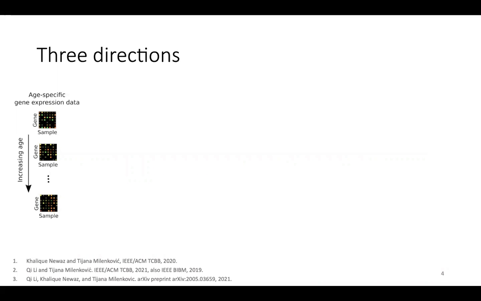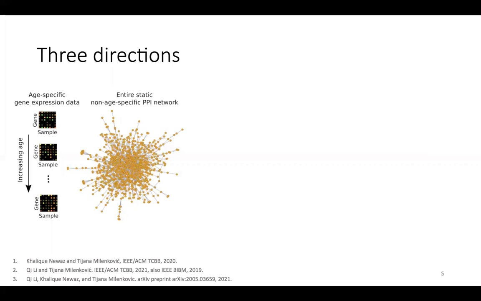Computational approaches to predict aging-related genes can be grouped into three groups. One group of approaches only use gene expression data. However, such approaches ignore the important interaction information between the gene products that are proteins. The second group of approaches only use the PPI network data. However, such approaches ignore the aging-specific gene expression data.